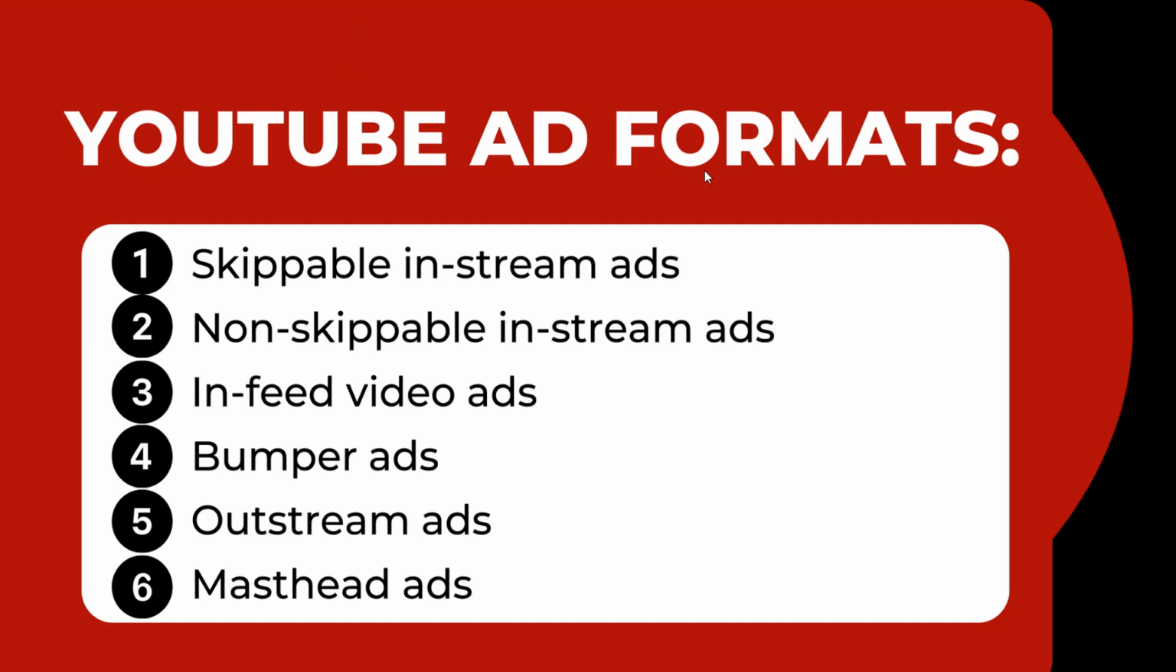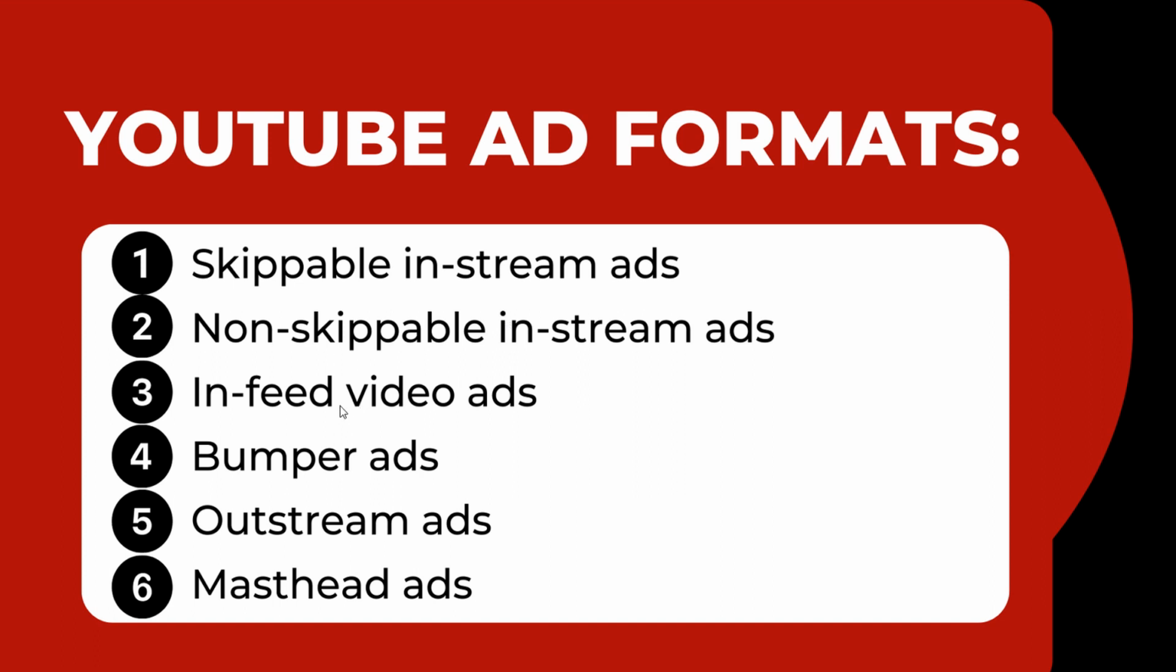So if we're looking at YouTube ad formats, the 6 main options you have are skippable in-stream ads. So this is the most common advertisement type on YouTube. You probably see them all the time if you're on YouTube, where you have the option to skip an advertisement that is playing either before, during, or after a video. Now, non-skippable in-stream ads, very similar, except they're 15 seconds or less, and you're not allowed to skip them at all.